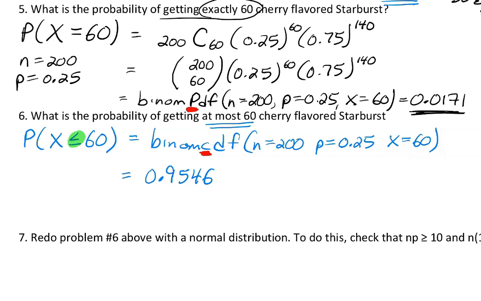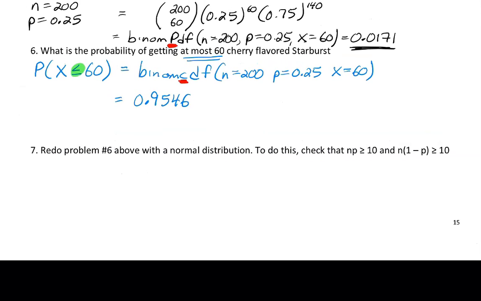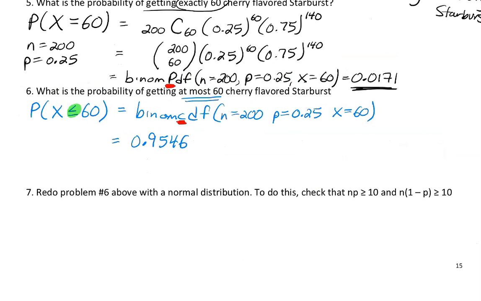The mean is 50, so you'd expect on average to get 50. So 60 or less is getting 0, 1, 2, 3, all the way through 50, 51, 52, 53, up to 60. So it makes sense that the probability would be very high to get at most 60. And then the last part, we will redo problem number 6 with a normal distribution.